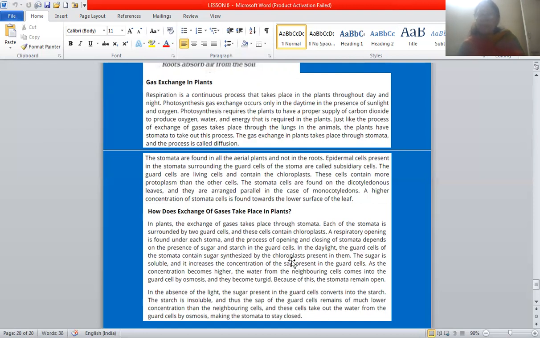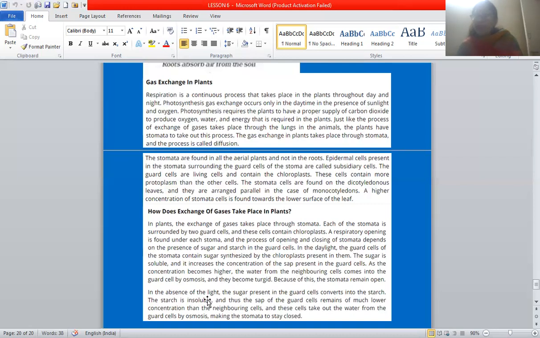In the daylight, the guard cells of the stomata contain sugar synthesized by the chloroplast present in them. The sugar is soluble and it increases the concentration of the sap present in the guard cells. As the concentration becomes higher, water from the neighboring cells comes into the guard cells by osmosis and they become turgid. Because of this, the stomata remain open during the daytime.